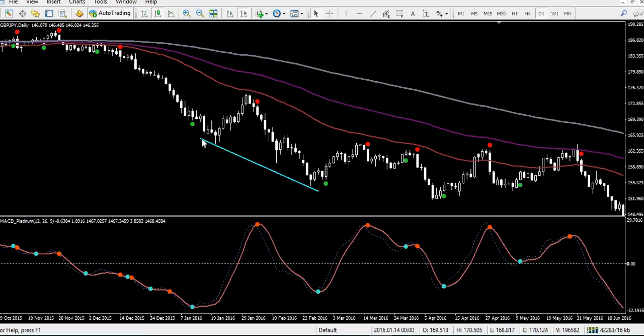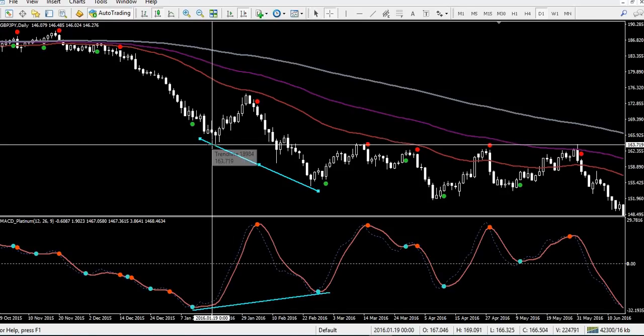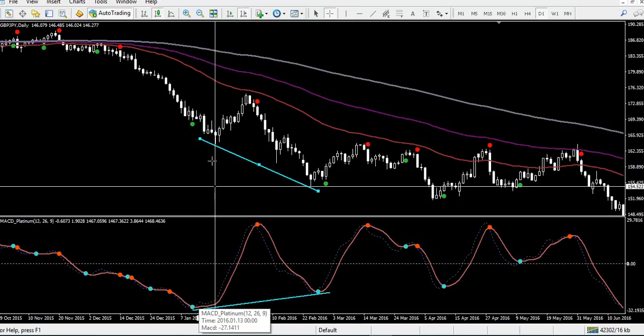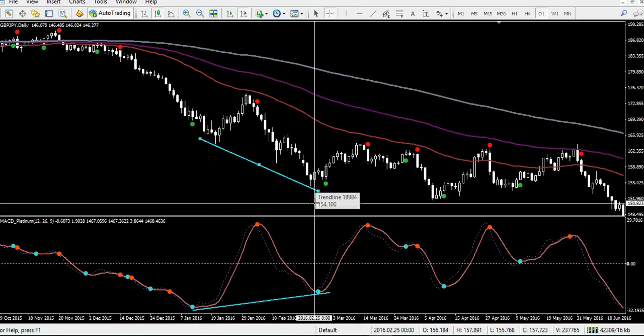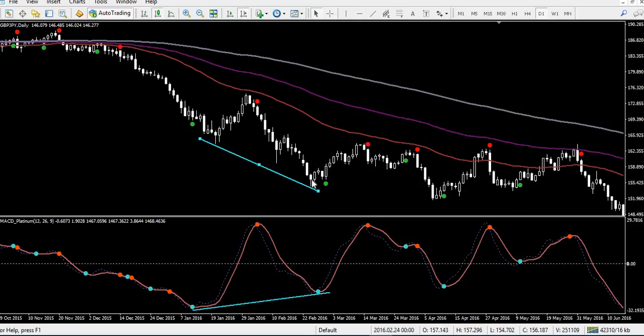So here's our price, it's gone down. You can see here's our low here, gone up, here's our next low, so it's a lower low. And look at this on the MACD Platinum. There's your low there, so you can put the crosshairs on, there's your low roughly in that area, it doesn't matter, it just has to be in the area, which is spot on. And there's your next low there. So price has had a lower low, and the MACD Platinum has had a higher low. So they're going in opposite directions.